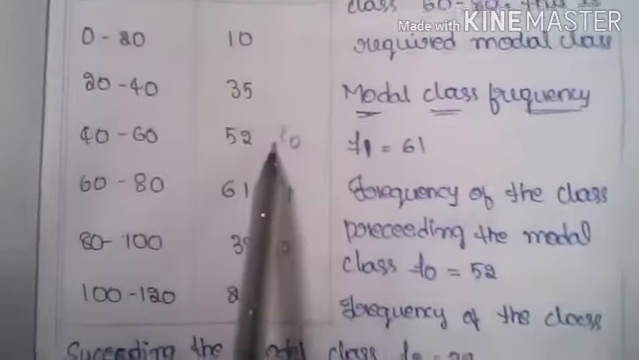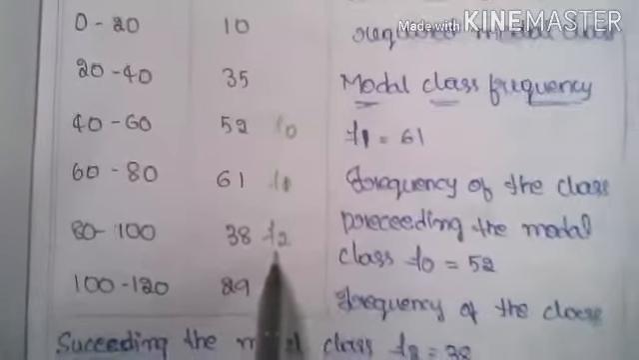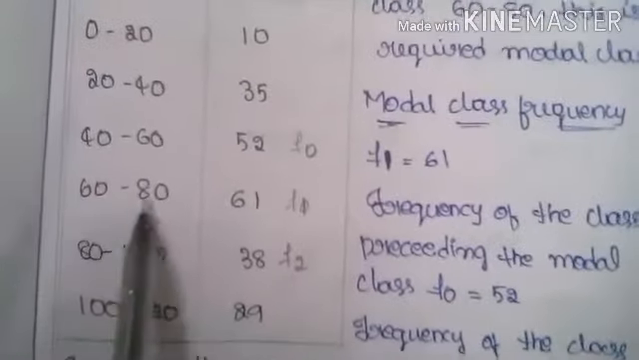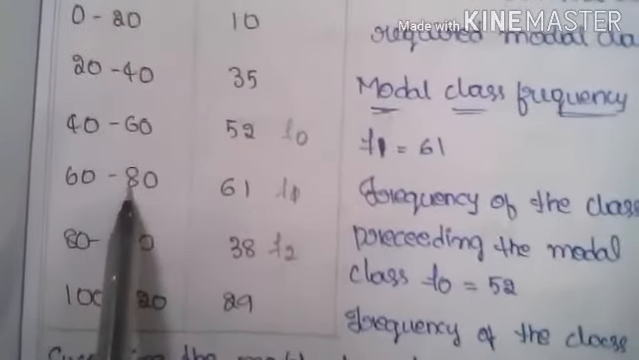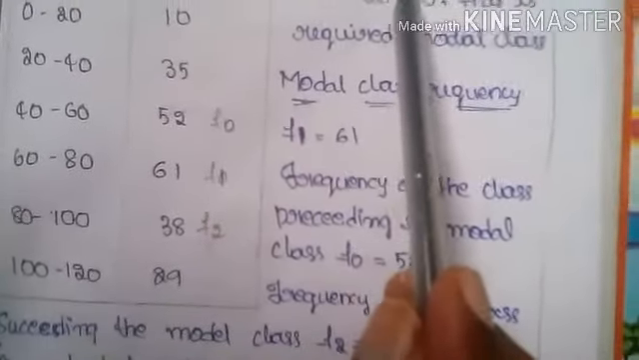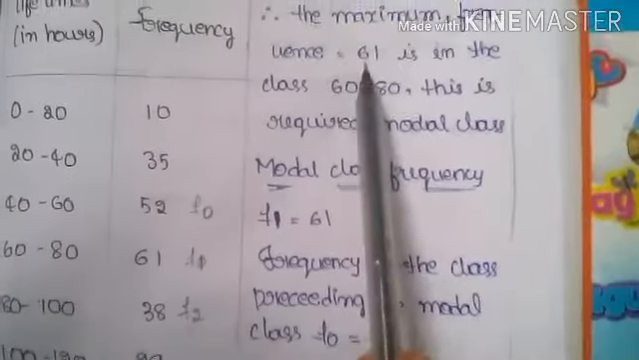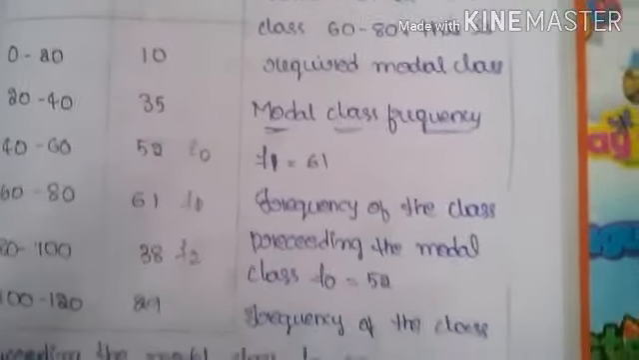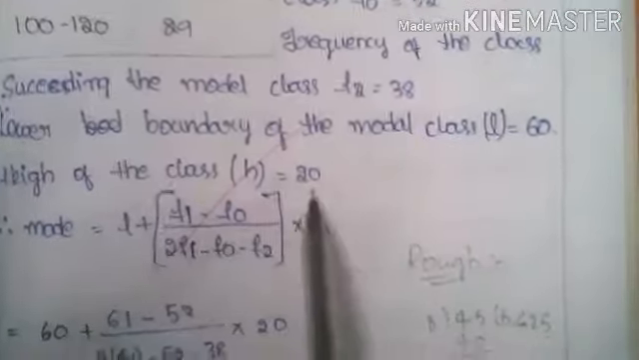So the highest value can be taken as f1, the preceding class f0, the succeeding class f2. The f1 corresponding class can be taken as the modal class. So 60 is the lower boundary, and the difference h is equal to 20. So I am writing like this. The maximum frequency is 61. So for the modal class, f1 is equal to 61, f0 is equal to 52, f2 is equal to 38, the lower boundary is 60 and h is 20.